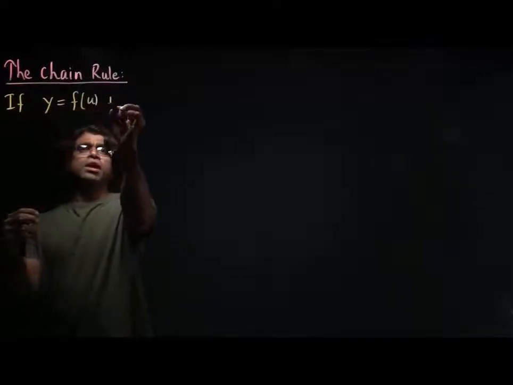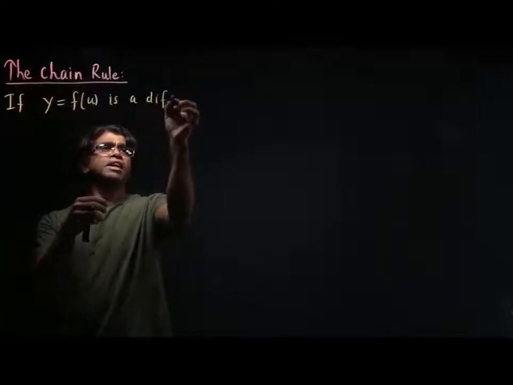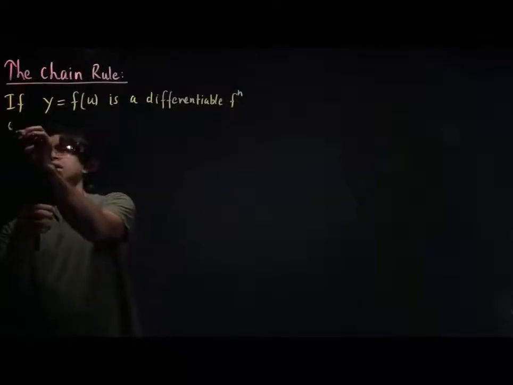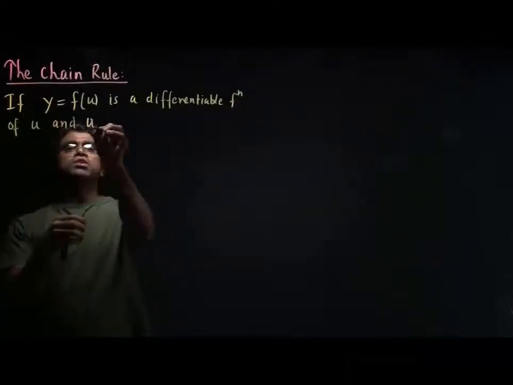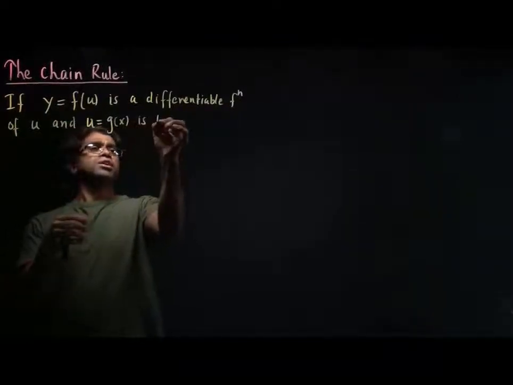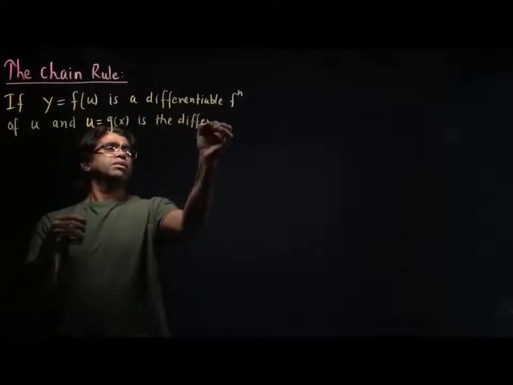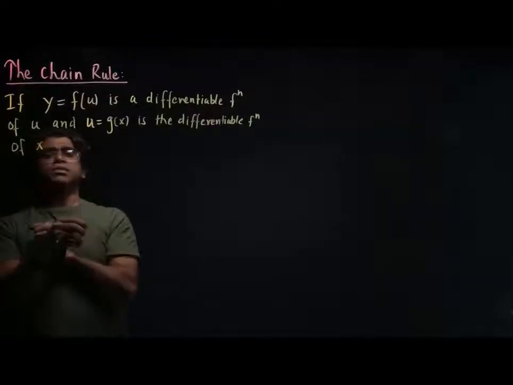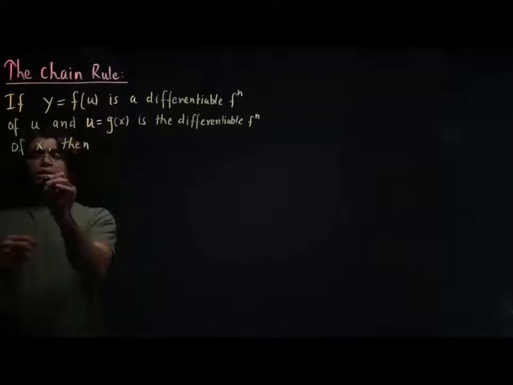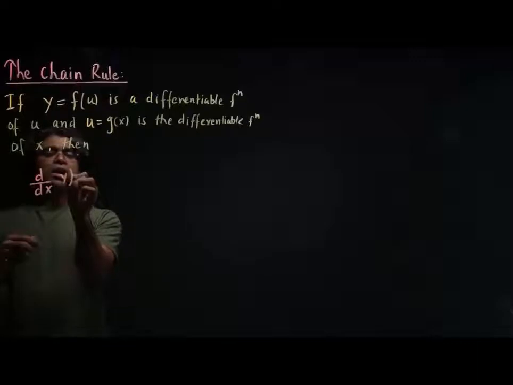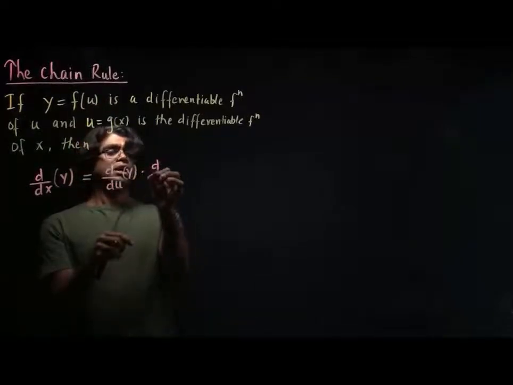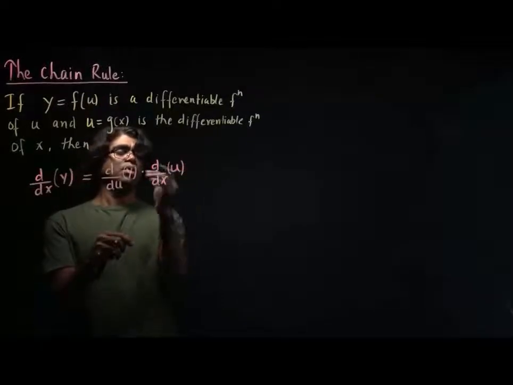So if y is equal to f of u is a differentiable function of u, and u is equal to g of x is a differentiable function of x, then d by dx of y is equal to d by du of y times d by dx of u, right?